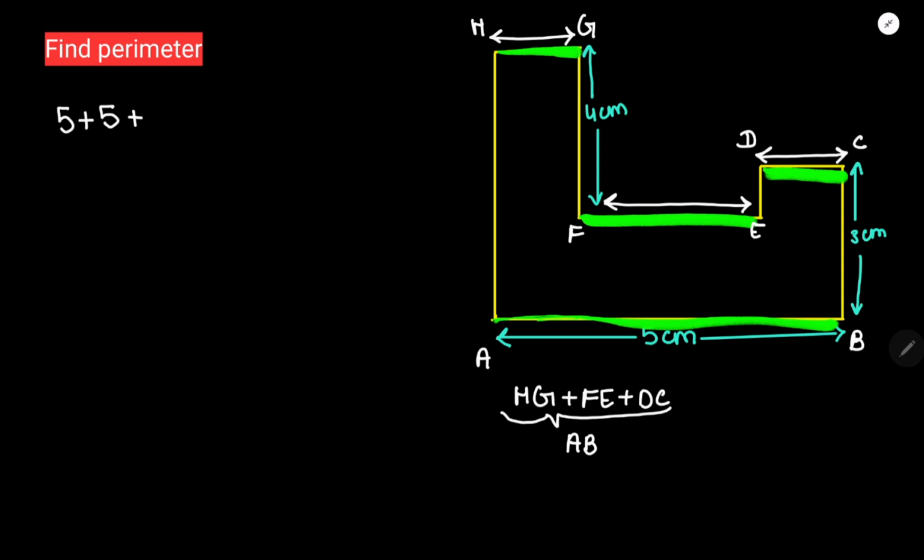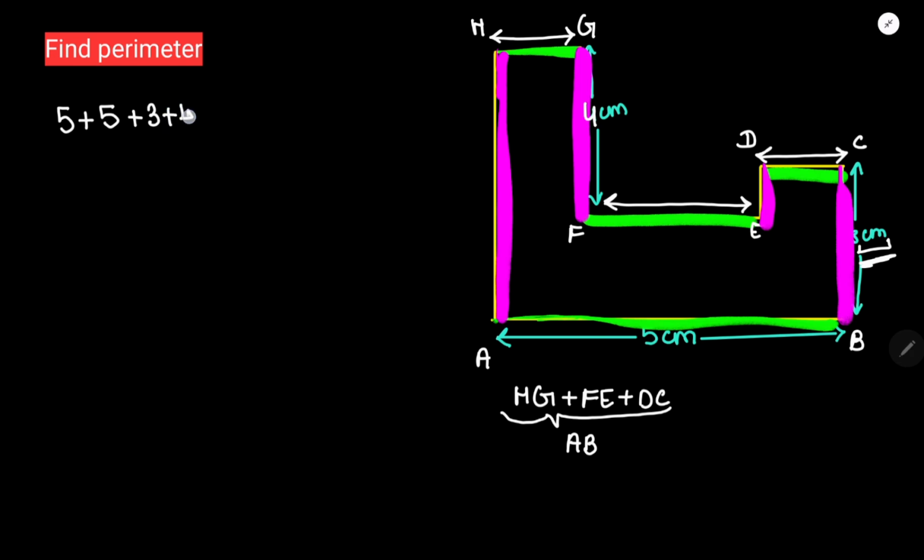Okay, plus now I will look at vertical lines. Okay, so we have this vertical line, 1, 2, 3 and 4. Okay, and out of these 4 vertical lines, how many we know? So I know that this BC is 3 centimeter, right? This is given 3 centimeter. So I wrote BC. Okay, I know FG is 4 centimeter. This is 4. So FG is 4, right?